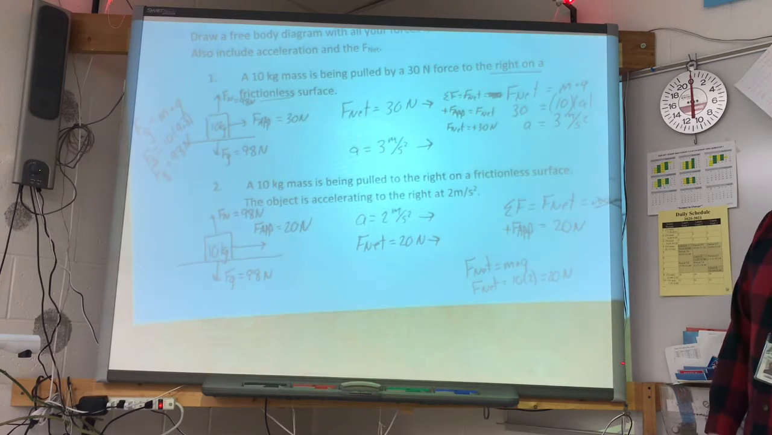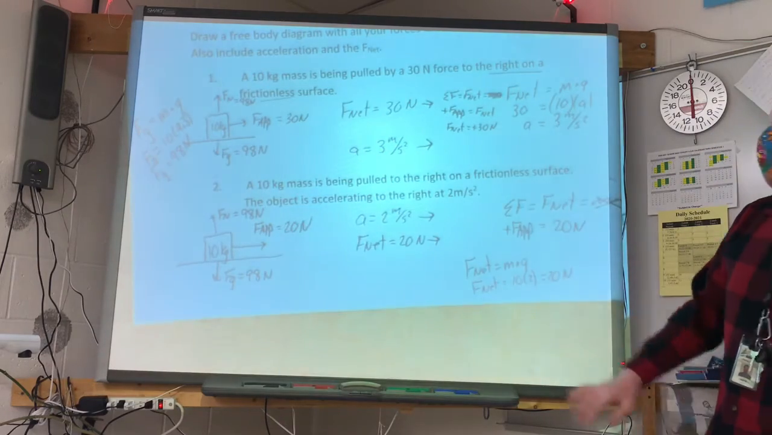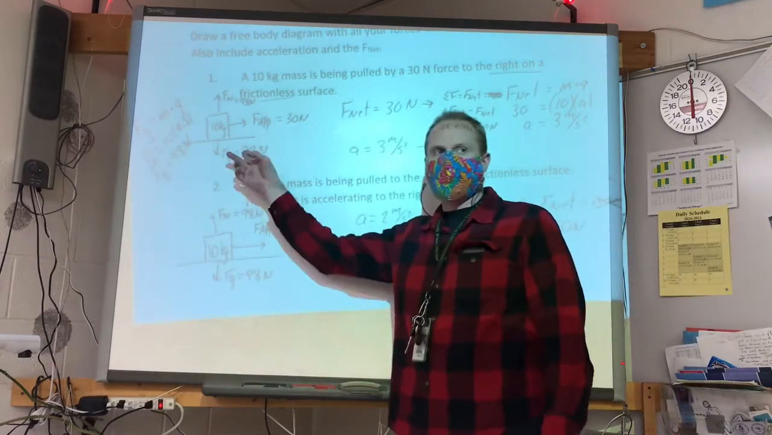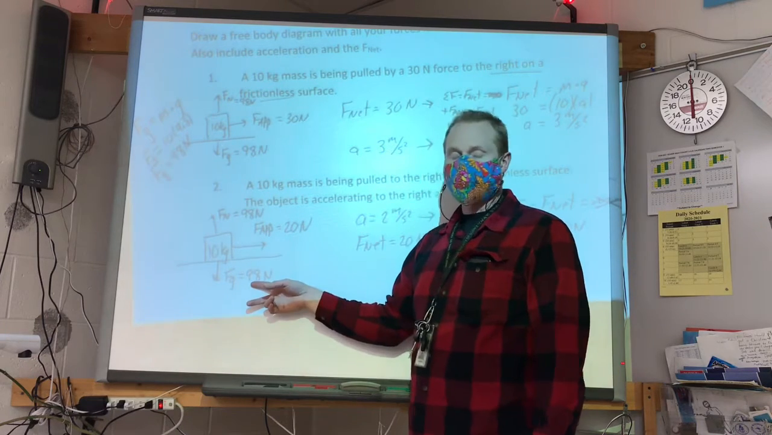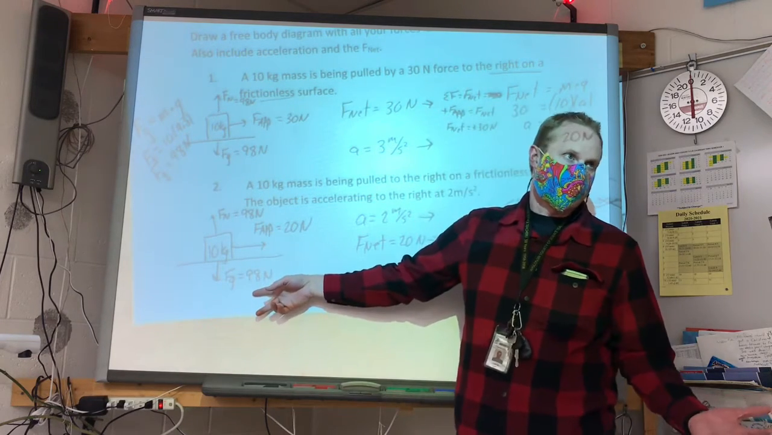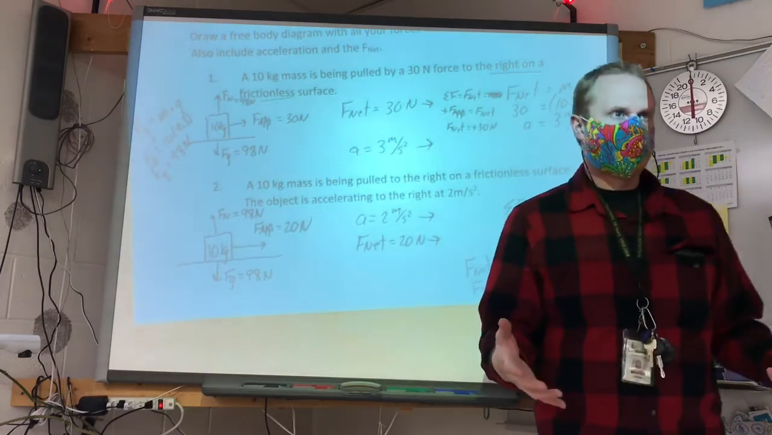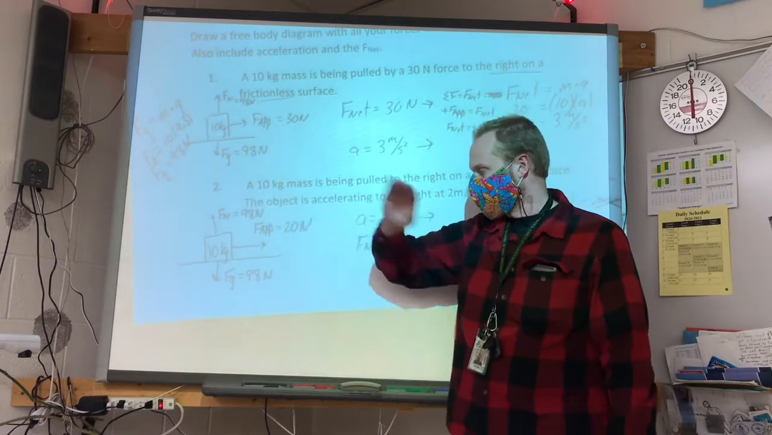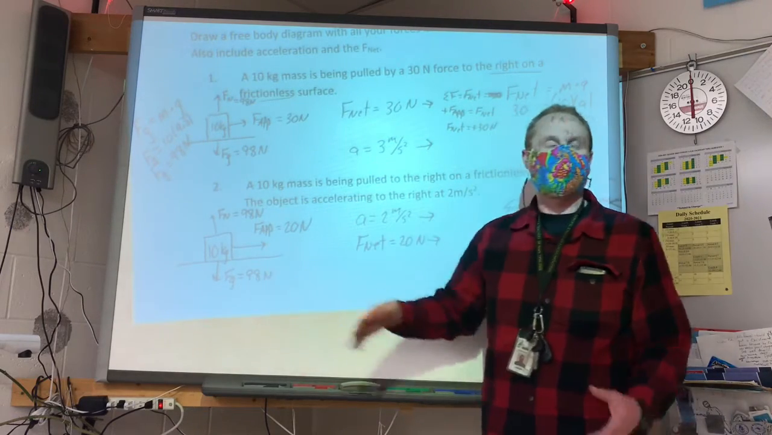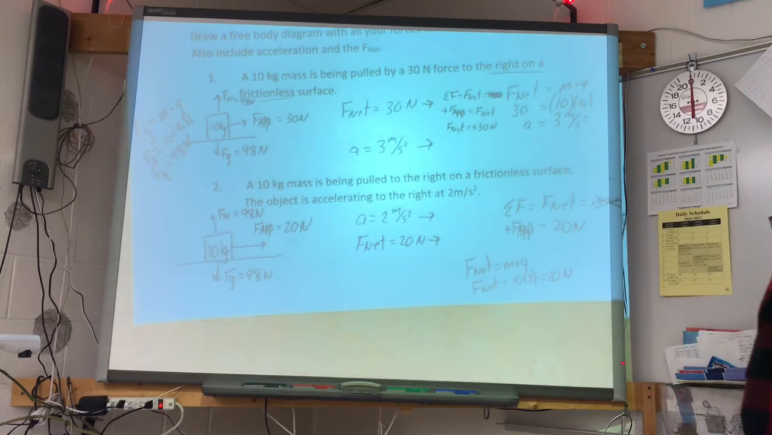Number 2 is similar to number 1, except now we have the acceleration. Still the same 3 forces: gravitational, normal, applied force. F of G is still 98 because the mass is still 10. My forces in the y direction are still balanced. Therefore my ups, 98, minus my downs, 98, have to add up to 0 because in the y direction my forces are balanced.